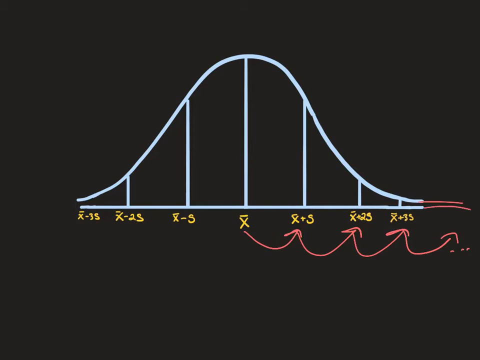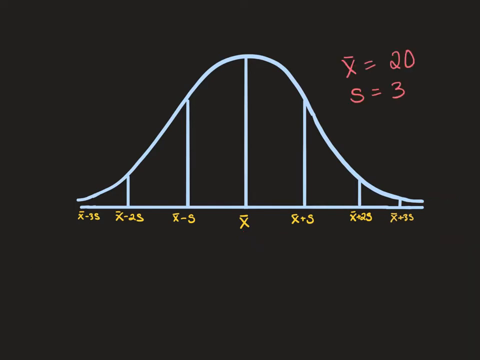The same thing applies to moving to the left side of the mean by moving one standard deviation below the mean, two standard deviations below the mean, three standard deviations below the mean, and theoretically on to infinity in the negative. Let's say we had a quantitative variable with a mean of 20 and a standard deviation of 3. That would mean that the graph stays exactly as it's drawn. The only thing we're going to change is what's written underneath the graph on the x-axis.